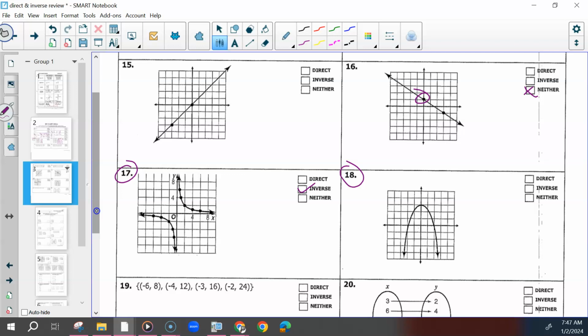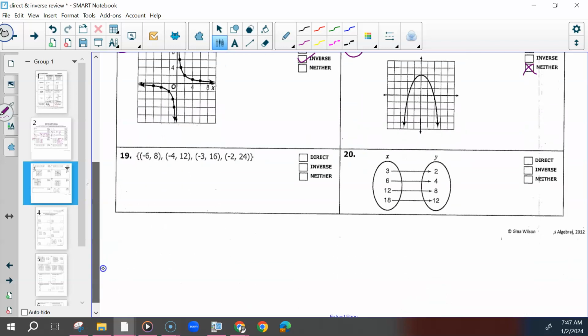Neither. It's not a line. It's not a hyperbola. It's actually a quadratic. We'll talk about that later, but it is neither. Any others? 20. Okay. So this is called a mapping. It maps your x and y values together. So this x goes with this y and so on and so forth. So again, this is like the table or the ordered pairs. Do we think this is going to be inverse or direct?